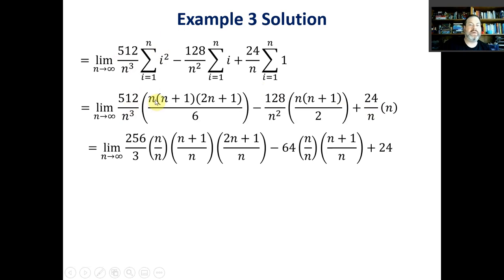I've seen in the past a lot of people want to distribute this. There's no reason to, guys. You're trying to get stuff to cancel. The best way to get something to cancel is to factor it. Well, this is already factored, so don't distribute this. Just leave it the way it is.